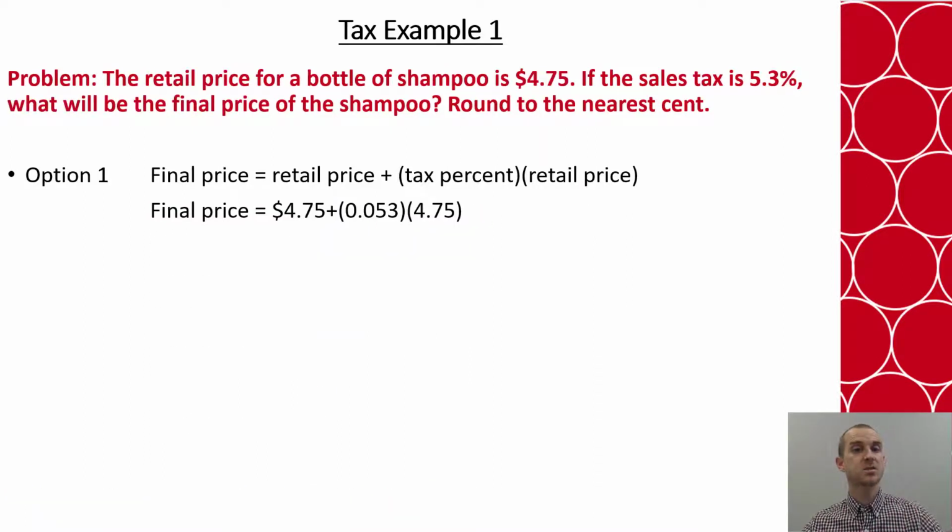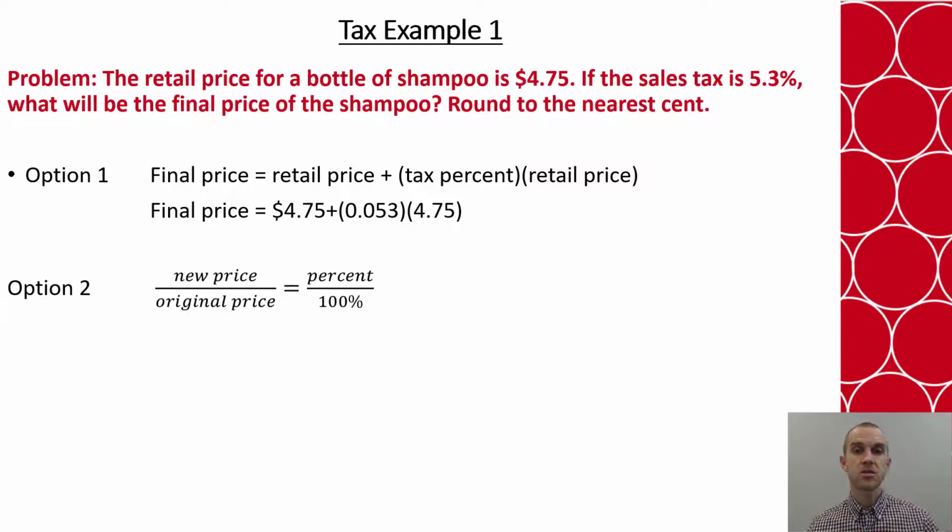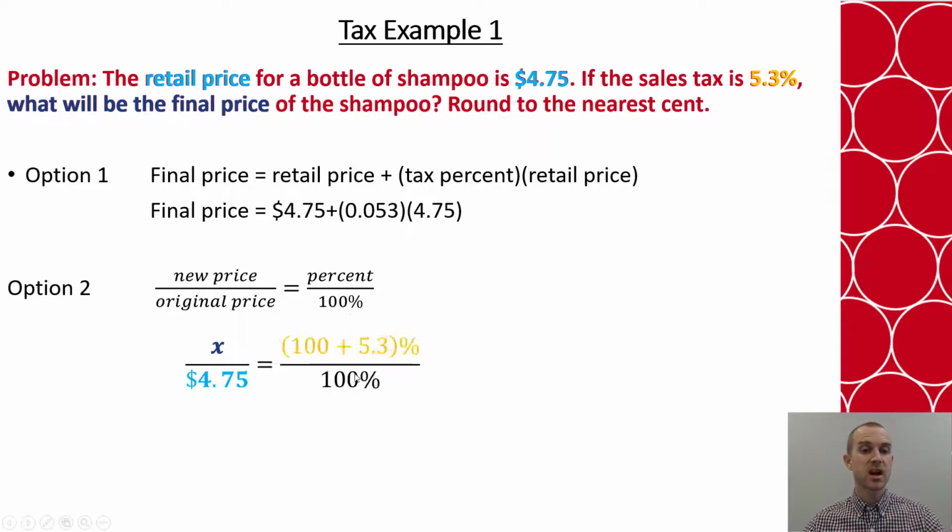Now, what if I wanted to use the proportional reasoning method? It's still going to use the same information and will come out the same way. So the new price is always going to represent the final taxed price. We don't know that. The original price is the initial retail price of the bottle, so that was $4.75. My percent, remember, is not just the 5.3%, but it's 100 plus the 5.3%, because this is 105.3% of 4.75. This value should always be greater if I'm adding on the tax.